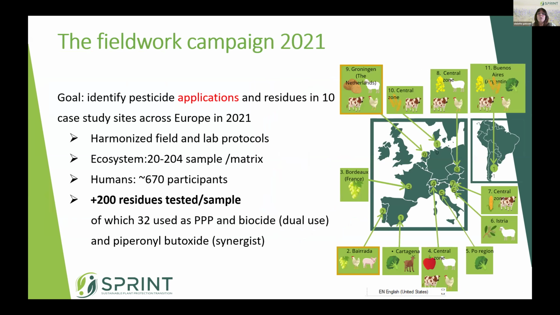But now back to what did we do in the soils and what did we do in total? We identified, in 10 different European case study sites covering different main cropping systems of Europe, and in Argentina in the growing season 2021, pesticide applications and the resulting pesticide residues in ecosystems, in the terrestrial ecosystem and the aquatic one, in humans. And we tested more than 200 residues, of which 32 were dual use, used as well as a biocide, and one synergist.